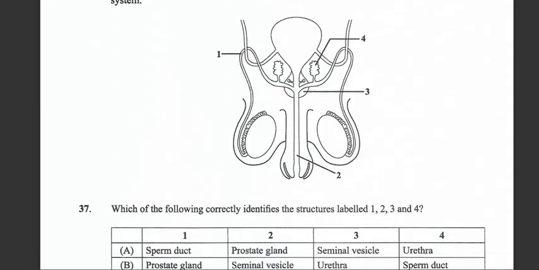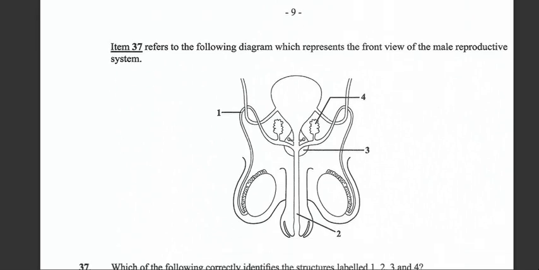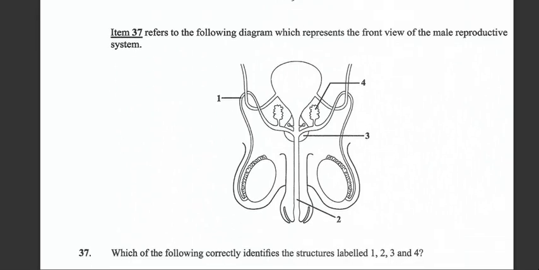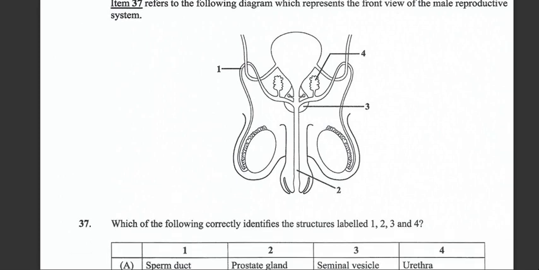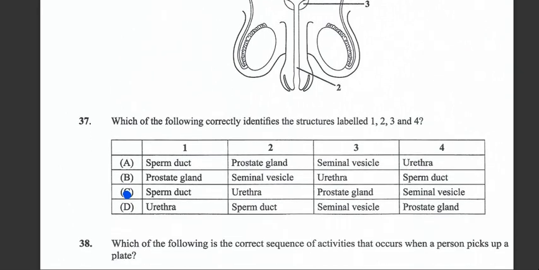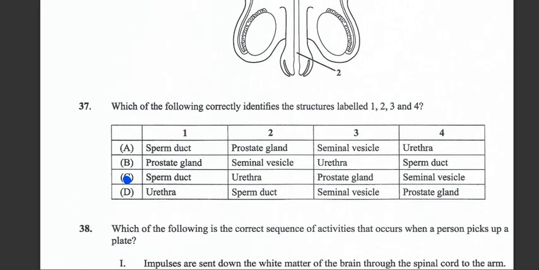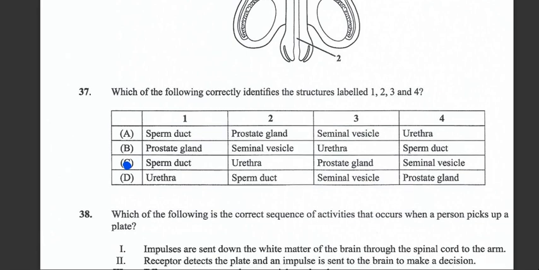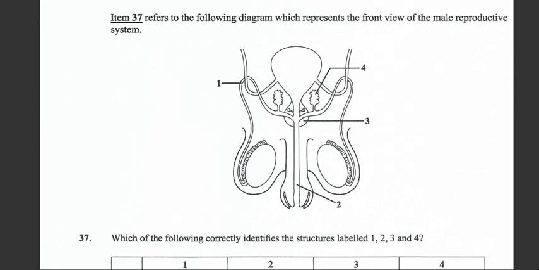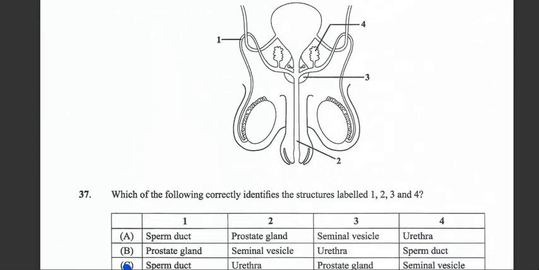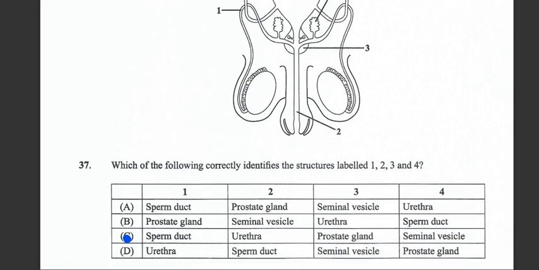All right, number 37. So we have a diagram here showing the view of the male reproductive system. We have 1 to 4. We're just going to go ahead and label the identified structures from 1, 2, 3, and 4, and see what best fits. So based on the diagram here, we're going to outline the first step for number 1.